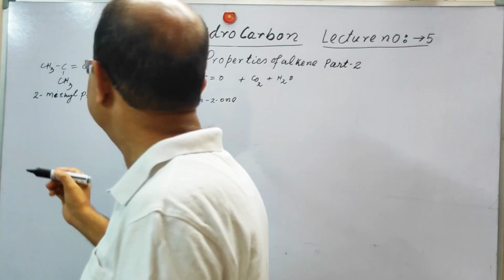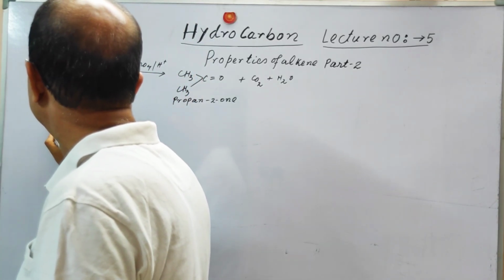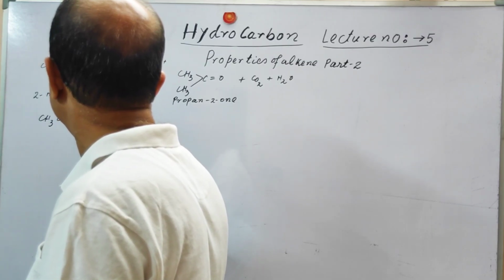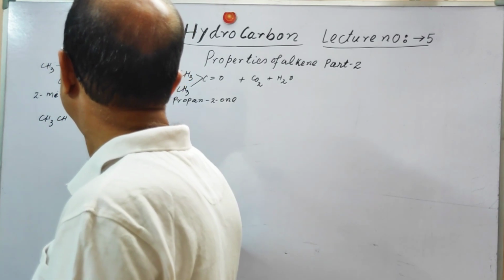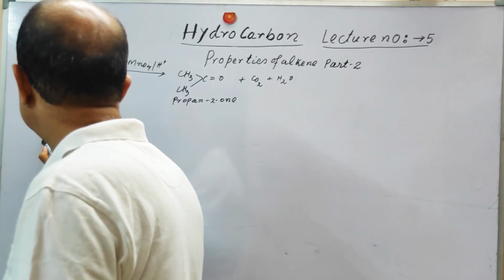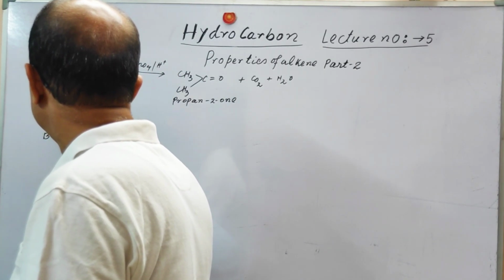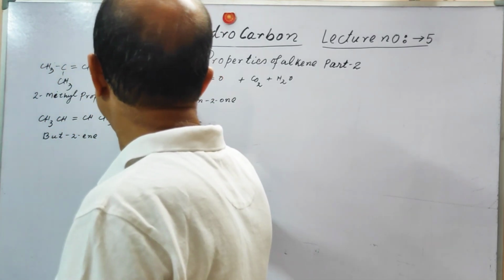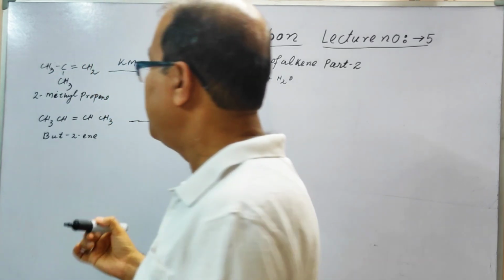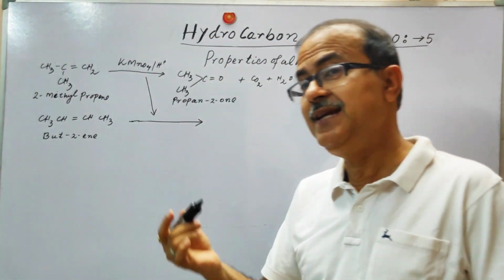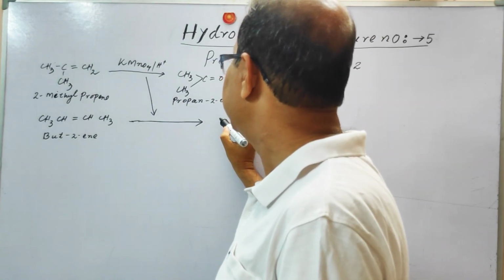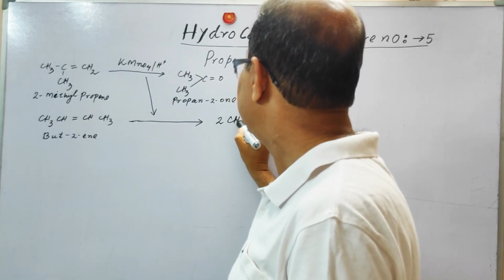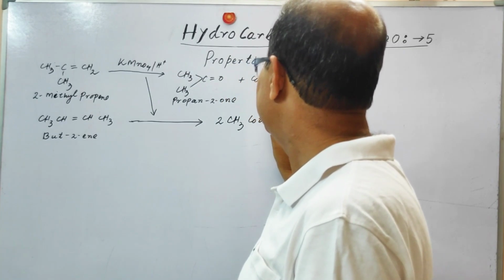Now if we change the alkene, suppose we take this alkene, this is but-2-ene. When we take this, under the same condition, what do we get? We will get a different product. Here you get acetic acid, 2 molecules of acetic acid will be produced.